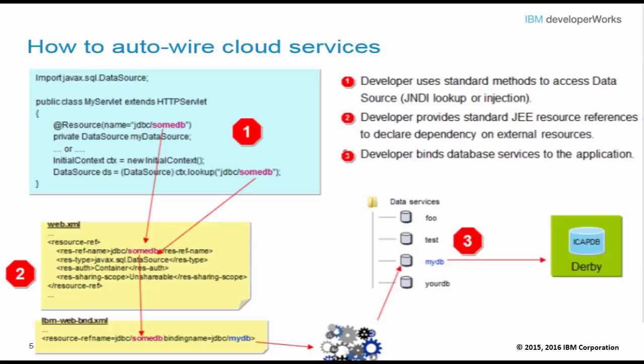You are accessing a data source through a JNDI lookup or dependency injection and declaring a dependency on external resources using the standard JEE resource references as usual. And then you specify the name in manifest.yml as we discussed while pushing the app. It is as simple as that.